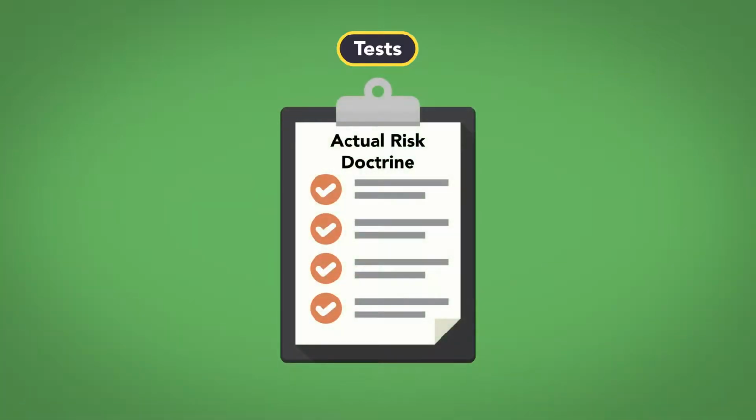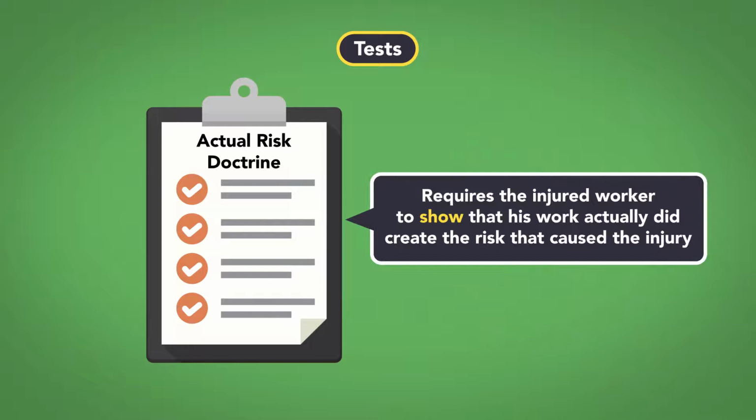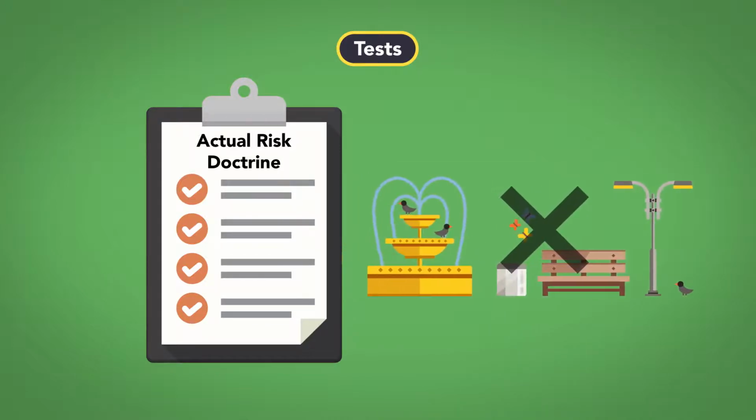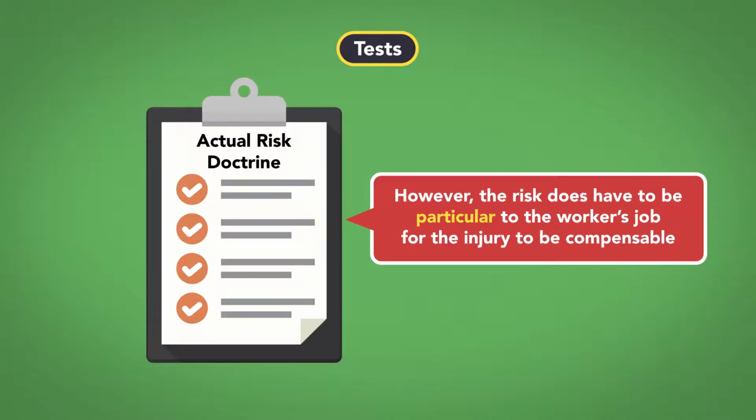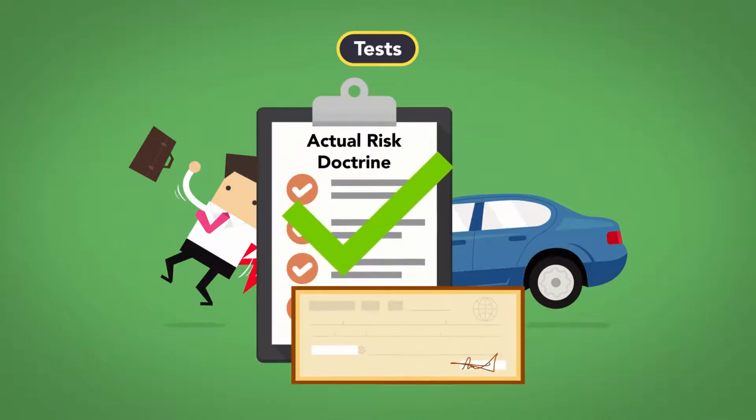The Actual Risk Doctrine is followed by only 7 states. This doctrine requires the injured worker to show that his work actually did create the risk that caused the injury. It is not relevant whether the worker could also be exposed to that risk outside of work. However, the risk does have to be particular to the worker's job for the injury to be compensable. For instance, a worker who is hit by a car while crossing the street from employee parking to the employment building was found to have suffered a compensable injury under the Actual Risk Doctrine.